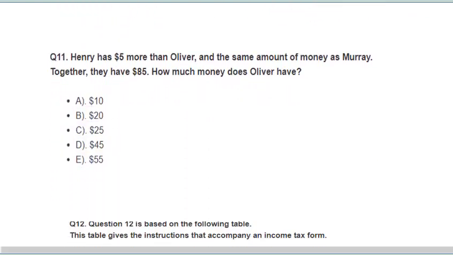Now this question says, Henry has $5 more than Oliver and the same amount of money as Murray. Together they have $85. How much money does Oliver have? Now, let Oliver be x. Now Henry has x plus 5 because he has 5 more than Oliver. That means Murray is going to have exactly as much as Henry, which is x plus 5.